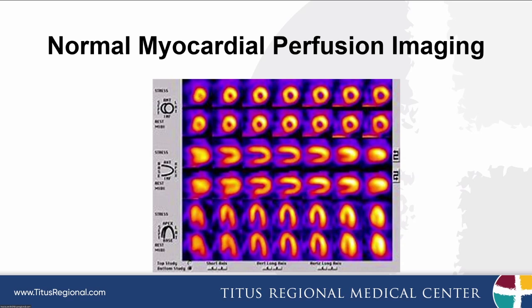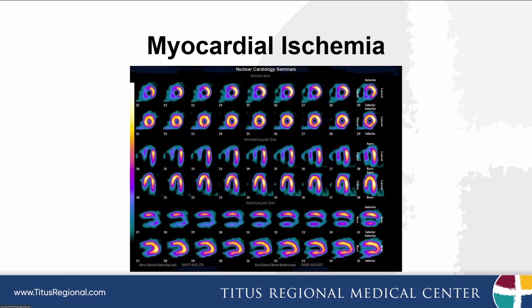And then on the bottom set of views, you can see, again, we can slice the heart in a different way. In this view, you're going to see the anterior wall towards the left-hand side of the screen, the inferior wall towards the right-hand side of the screen. And in the middle, you're going to see the septum is going to be to the left, the lateral wall is going to be to the right, and the apex is going to be at the top. So this allows us to look at all of the walls in different views so we can localize where we might be seeing a problem. Again, this is a normal study. We see uniform distribution of radioactivity throughout all of the walls of the heart, and so this would be a normal myocardial perfusion study. Now compare that with this.